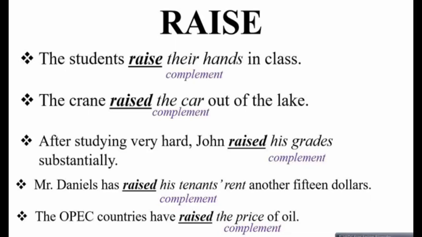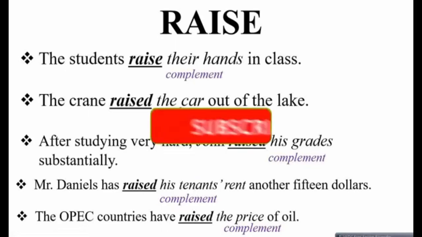Another example is: after studying very hard, John raised his grades substantially. So again, what was raised by John? Again, his grades. So the raise is supposed to be complemented by these grades. Next example is: Mr. Daniels has raised his tenant's rent another $15. So what is being raised? It's the rent of the tenants. So again, the raise is complemented by this complement. So it makes it a transitive verb.